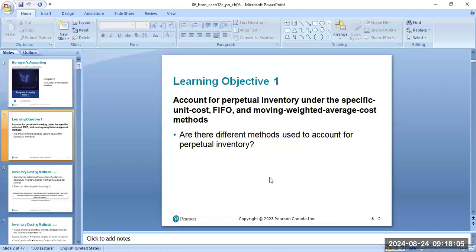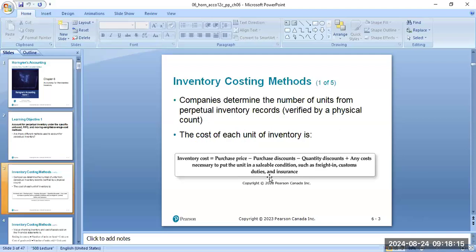So now let's go back to slides and start building on this idea. There are different methods we can use in accounting to come up with the cost of the inventory that we sell. Companies usually determine the number of units from the perpetual inventory records. We're going to check the records in the system and see how many units we physically have, and how much is the cost up to this point.